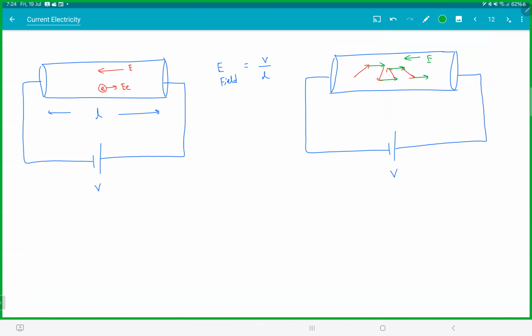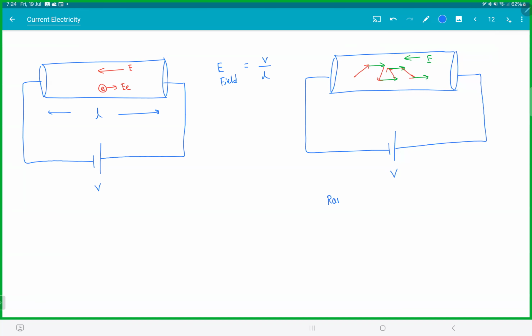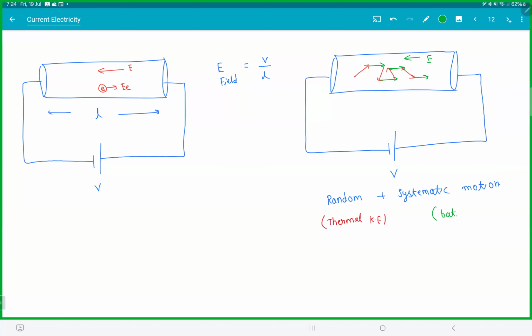So basically the net displacement is only due to that systematic motion. So it's a combination of random plus systematic motion. This random motion is due to thermal kinetic energy. The systematic motion is due to the battery. And you can clearly see here the net electron motion, the net displacement is only due to the systematic motion.